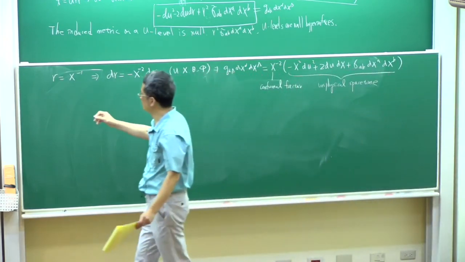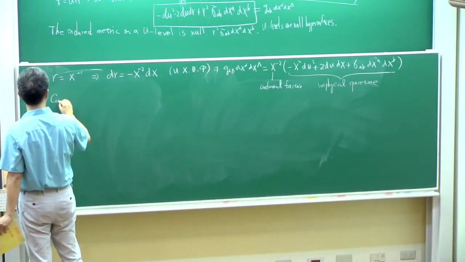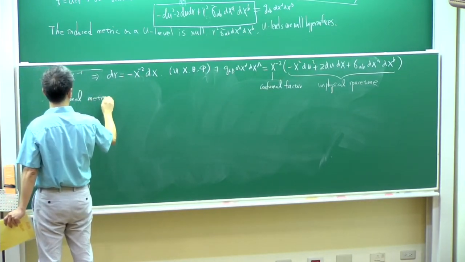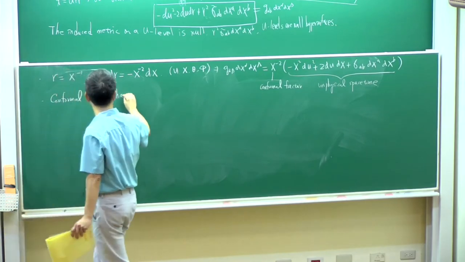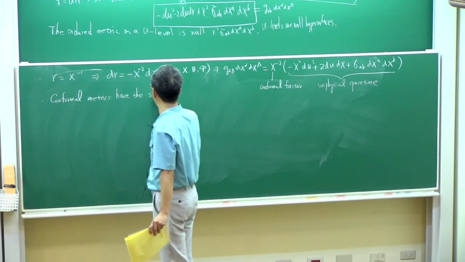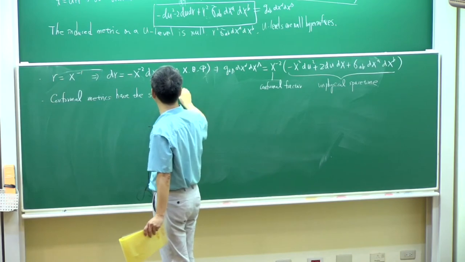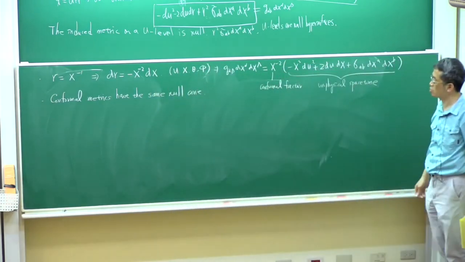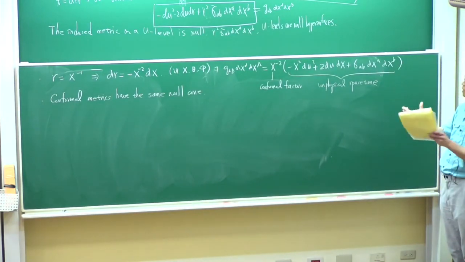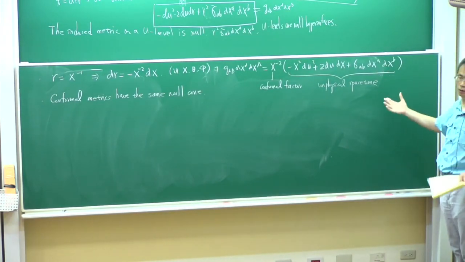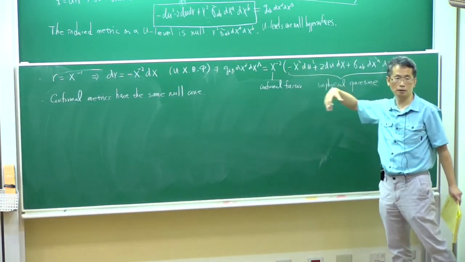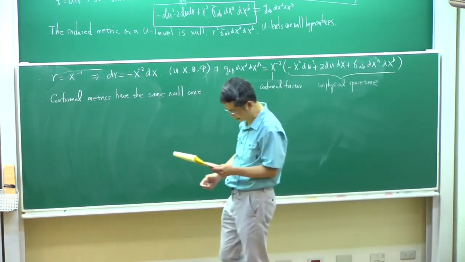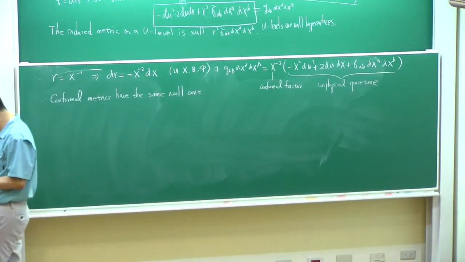And a very important fact here is that conformal metrics actually have the same null cone. Because you recall whenever you talk about null cone, it corresponds to where this metric is equal to zero, and you're just multiplying by something here, so the null vector is actually preserved. Okay, so this is actually suitable for studying null geometry.